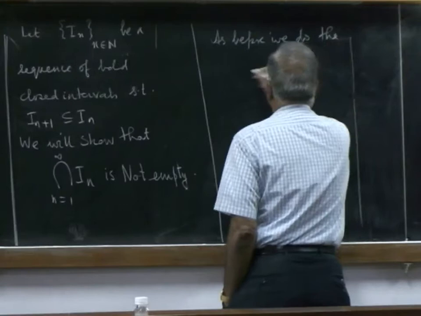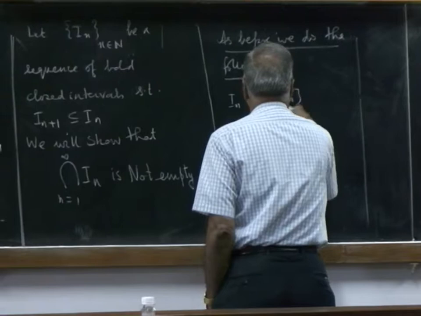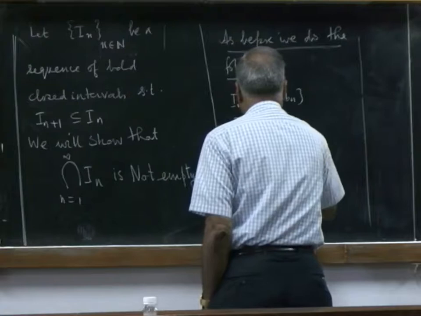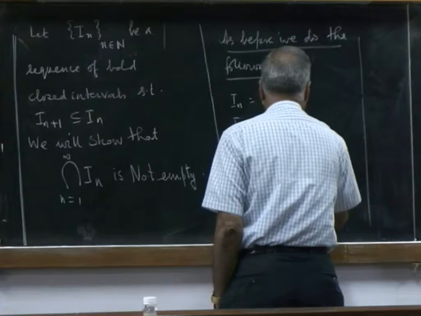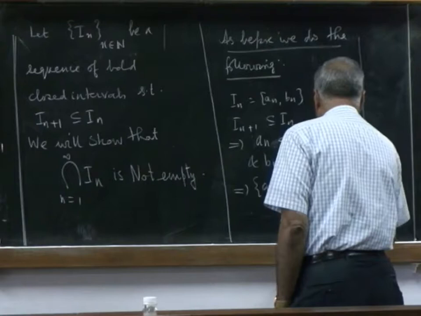we do the following. In equal to [AN, BN], I(N+1) contained in IN implies AN is less than or equal to A(N+1) and B(N+1) is less than or equal to BN, which implies AN is non-decreasing, BN is non-increasing.